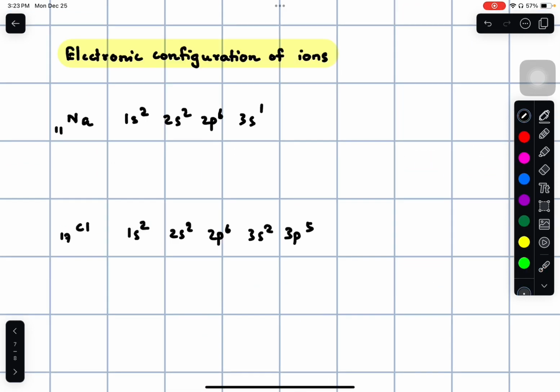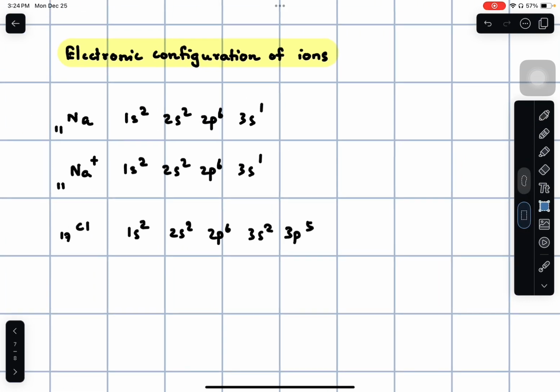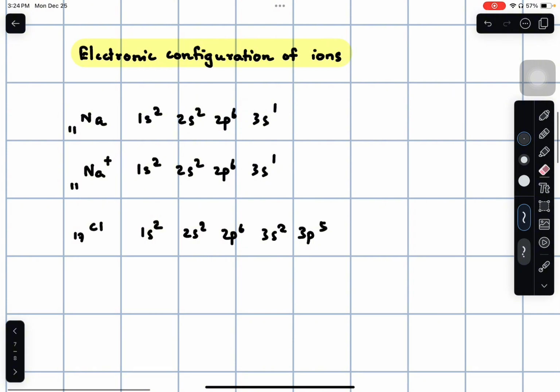Now, let's learn how to write the electron configuration of ions. So sodium, which has 11 electrons, will have an electronic structure that looks like this. Sodium, when it were to become a positive sodium ion, is going to have to lose one electron. That's why for the sodium ion, we're simply going to remove one electron here.